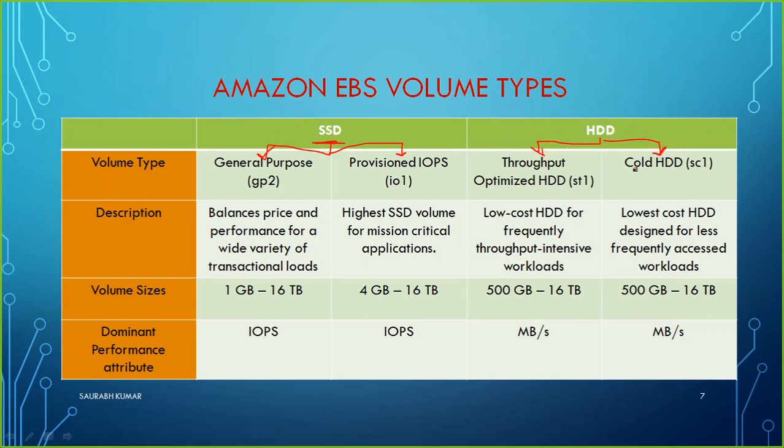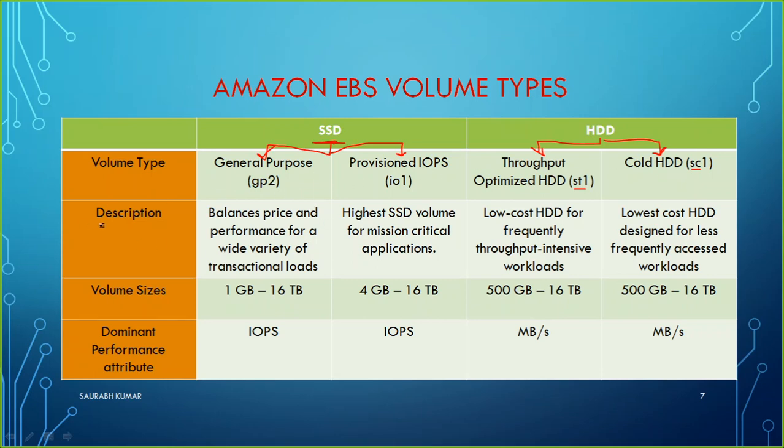So what are these all actually? Even if you are using HDD type of hard disk block, there are two categories. One is called ST, a standard throughput optimized hard disk, whereas another one is SC, a standard cold hard disk. So let me try to explain all of them.